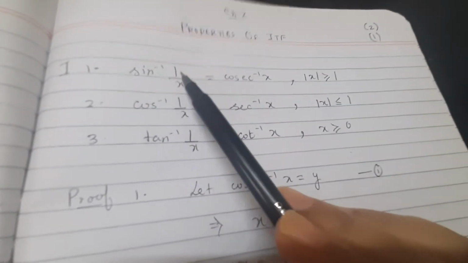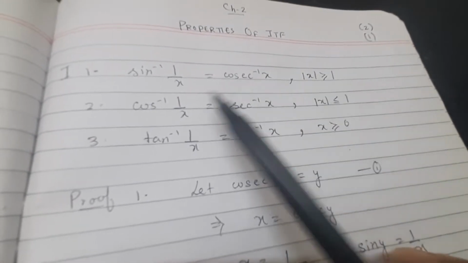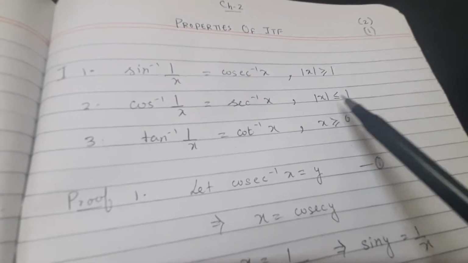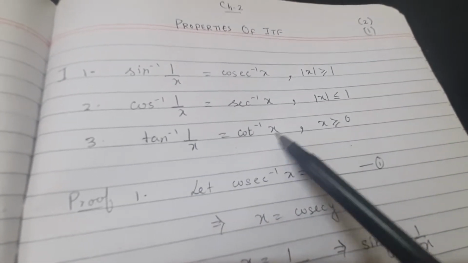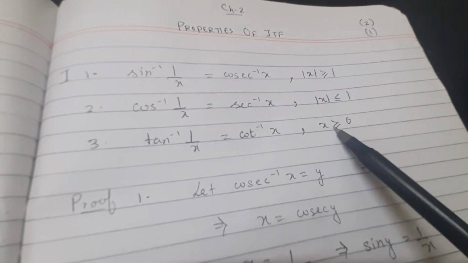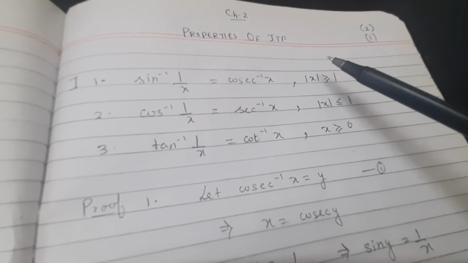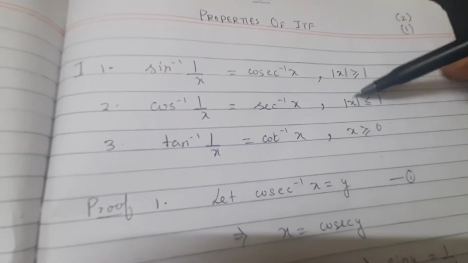sin inverse 1 by x is cosec inverse x, where mod x is greater than or equal to 1. cos inverse 1 by x is equal to sec inverse x, where mod x is greater than or equal to 1, and tan inverse 1 by x is equal to cot inverse x, where x is greater than or equal to 0. Now these conditions I am not going to discuss much, because most of the questions which will be given to you will be within this domain only.